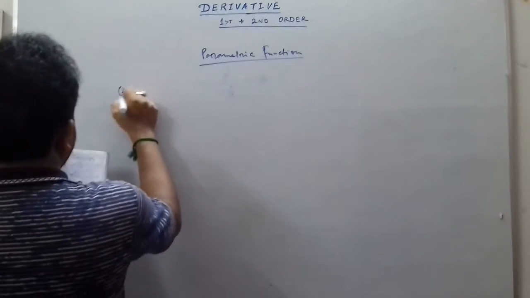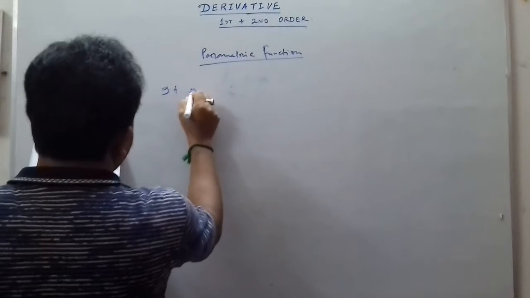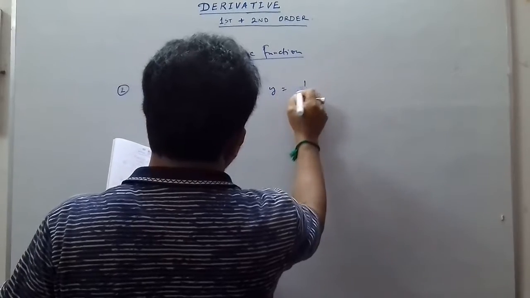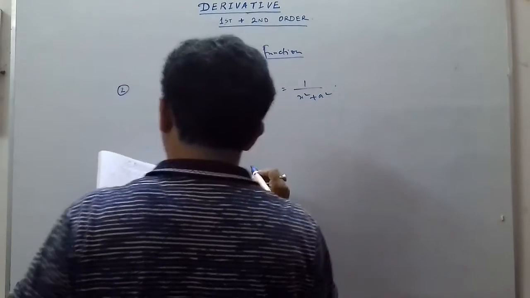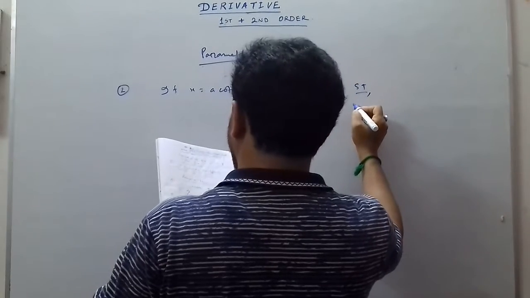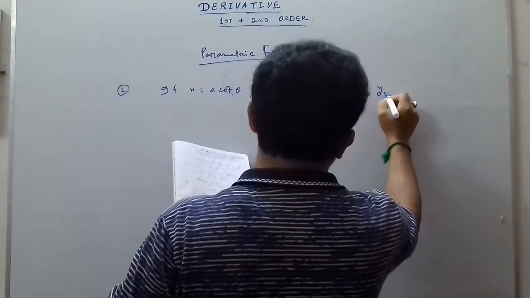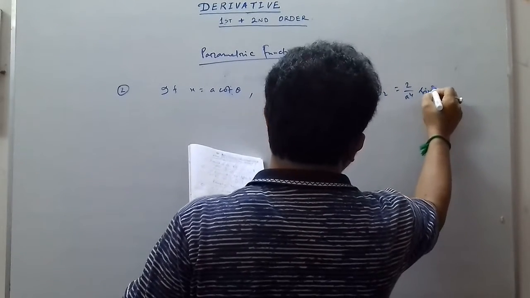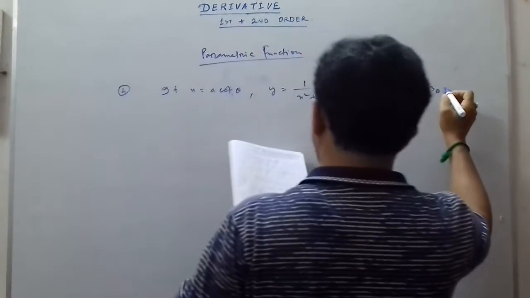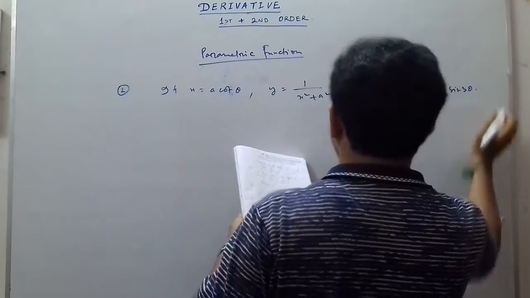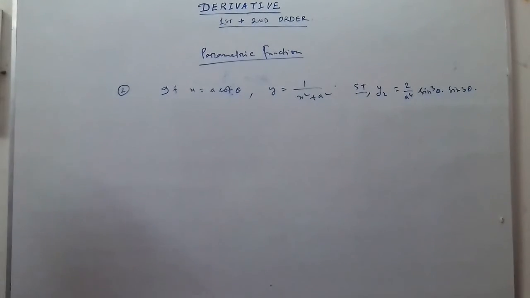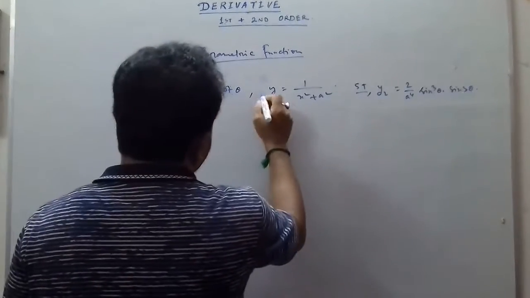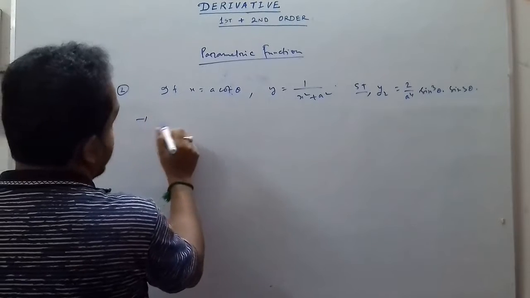Problem number 2: if x is equal to a cot theta, y is equal to 1 over x square plus a square, then show that d2y by dx2, that is y2, is equal to 2 over a power 4 into sin cube theta into sin 3 theta. Now first, x is equal to a cot theta and y is equal to this. So we start to solve this problem.